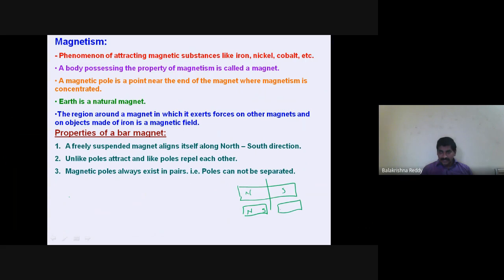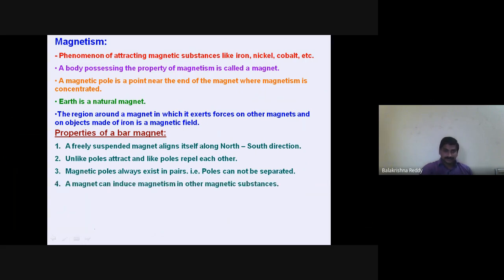Okay. Again, this becomes north, this becomes south. Again, if you cut it, it will spread into north-south and north-south again. It will be further like that. However many pieces you make, that many poles will be formed. Otherwise, it will never exist in the form of a single pole.